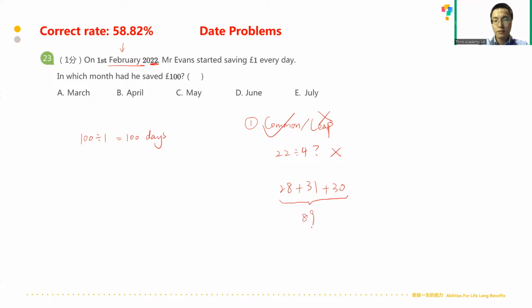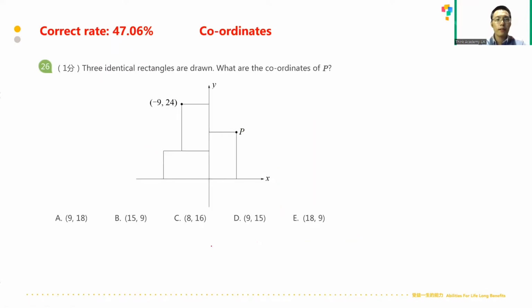We have 89 days in total. The rest is 100 minus 89. So we have 11 days left. This is February. This is March. This is April. And the next month is May. So 11 days. So it will definitely be some day in May. So it's May 11th. So in which month had he saved £100? It will be May. C is the correct answer. This is the second step. This is the third. Yes, let's move on.